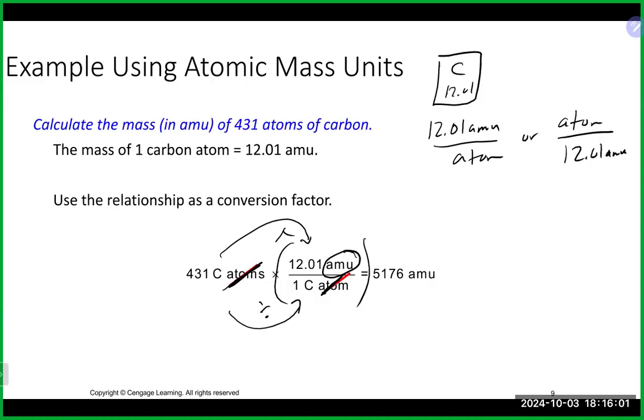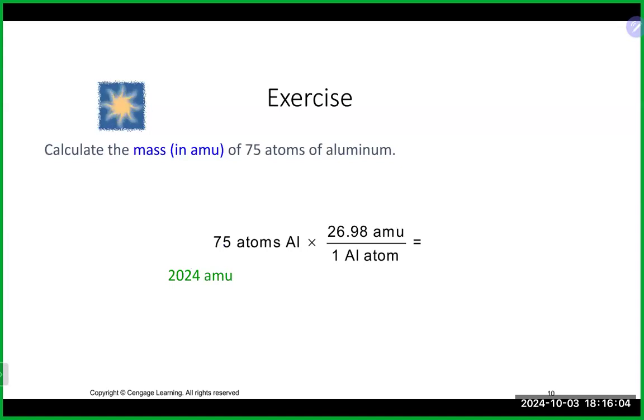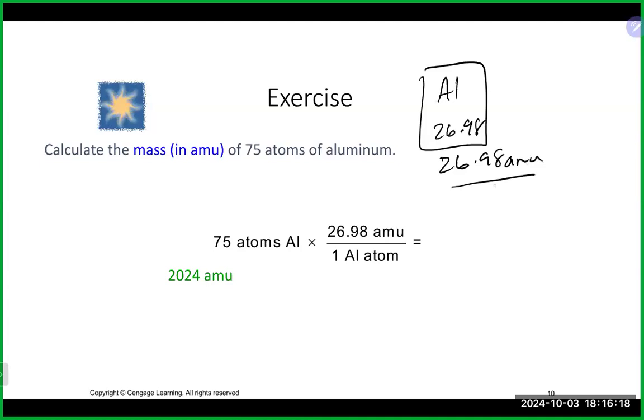We could do similar calculations for everybody on the periodic table. There's aluminum. And again, when we look at aluminum, we will see that 26.98 listed. And again, that would mean that there are 26.98 AMU per atom. Or again, you could flip it around and use it as a conversion factor in the other direction, 26.98 AMU. And again, our atoms here will cancel, leaving us our AMU of 2024.